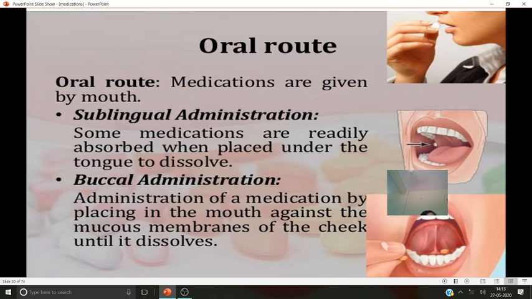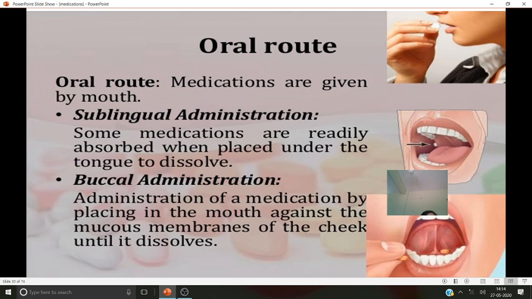Coming to the external use: oral drugs, sublingual drugs, and rectal drugs. Then the parenteral route drugs: intravenous, intramuscular, subcutaneous, intraperitoneal, intrathecal, intramedullary, intraarterial, intraarticular, intradermal, intracardiac, epidural, inhalation, and intrapleural. These are all the parenteral routes of drugs. Then coming to the third one, the topical route.